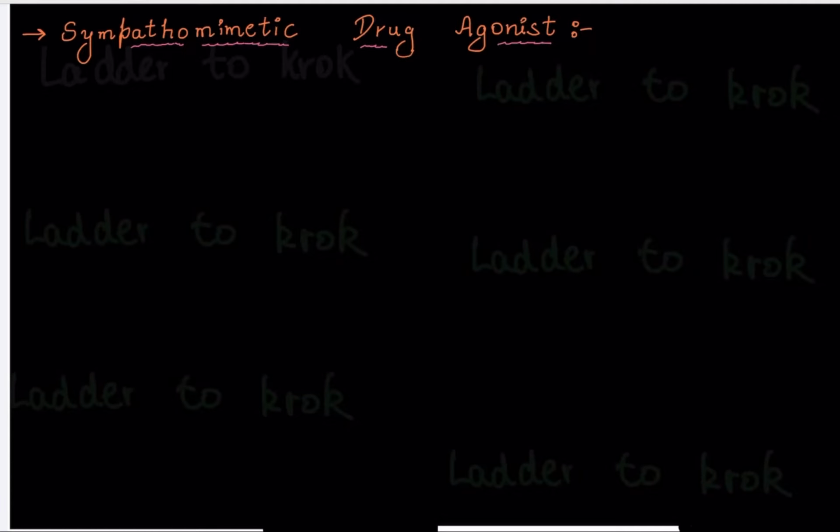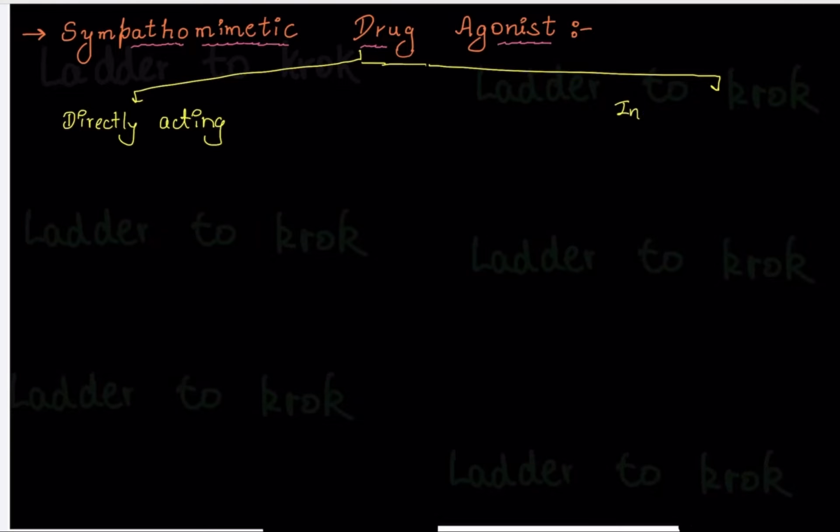Agonist means activators. Sympathetic system activators are of two types basically. The first one is directly acting, and the second is indirectly acting. Directly acting are those drugs that will directly act on receptors, and indirectly acting are those drugs which do not directly act on receptors. As we know, the receptors that come under the sympathetic system are alpha and beta.